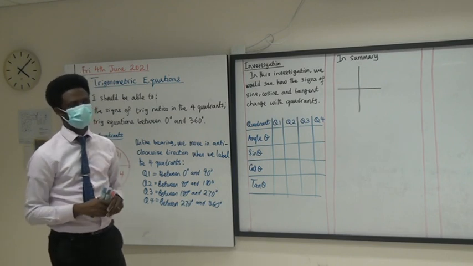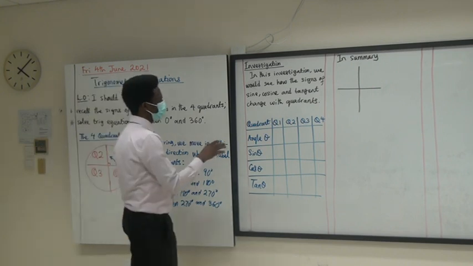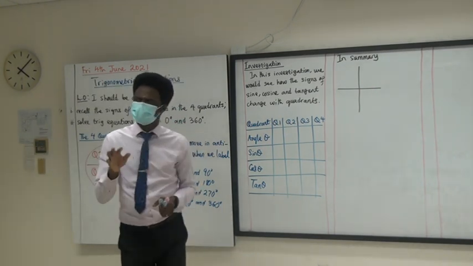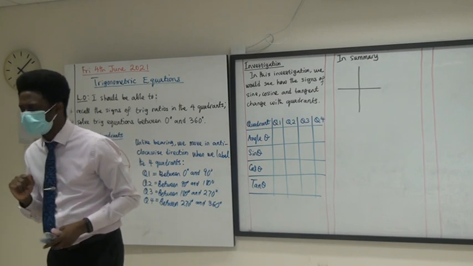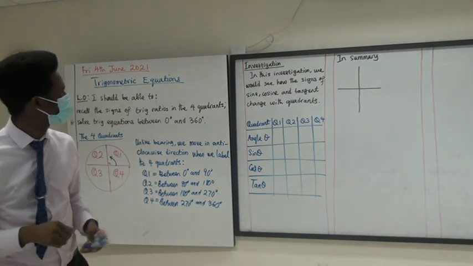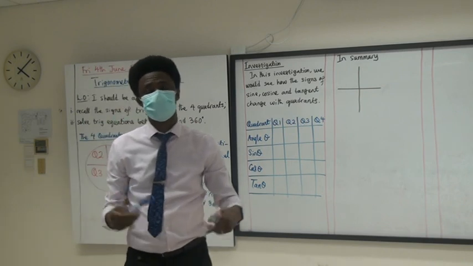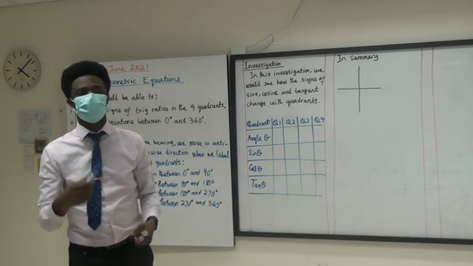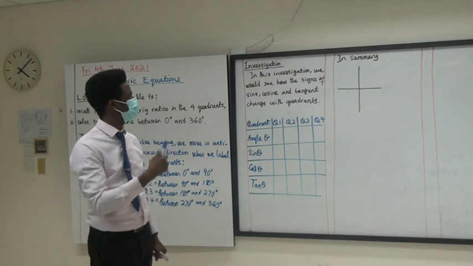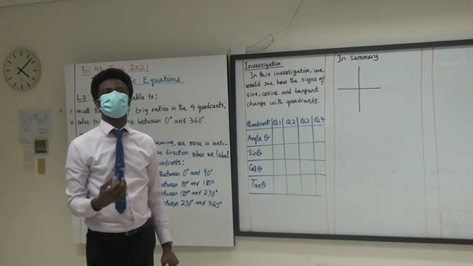Hands-on activity. Now, we want to see how the signs, when I say sign, what do I mean? Yes? Plus or minus. We want to see how the signs of sine, cos, and tan will change as we move through this quadrant.